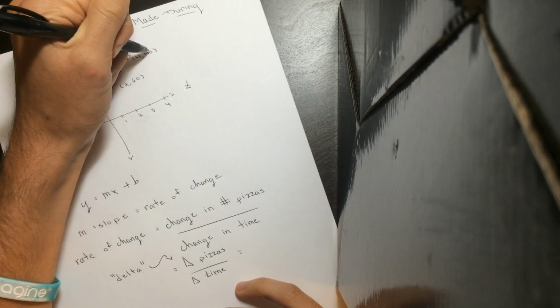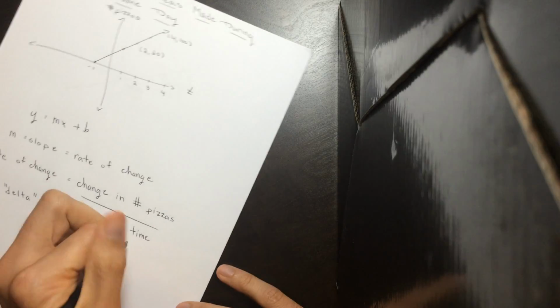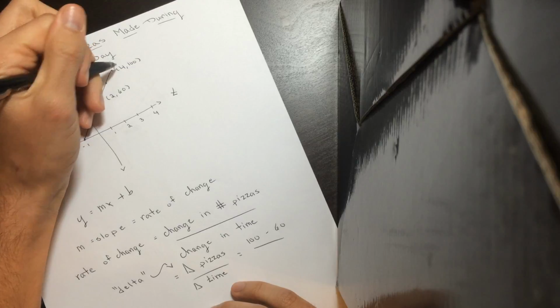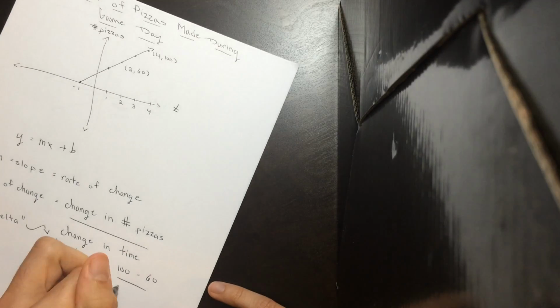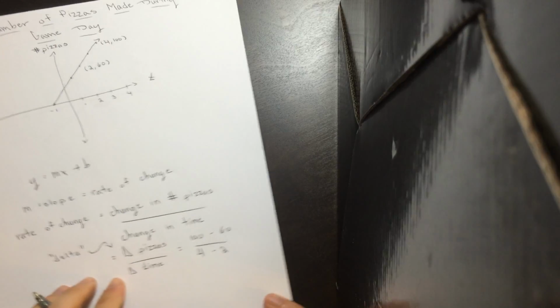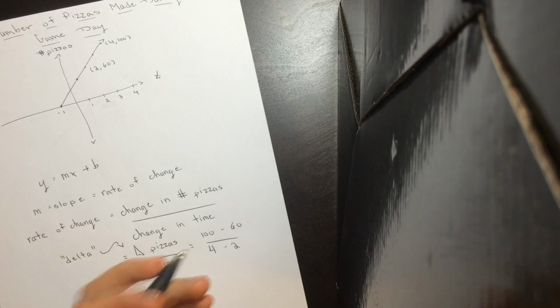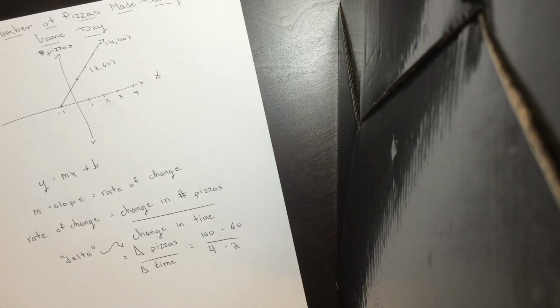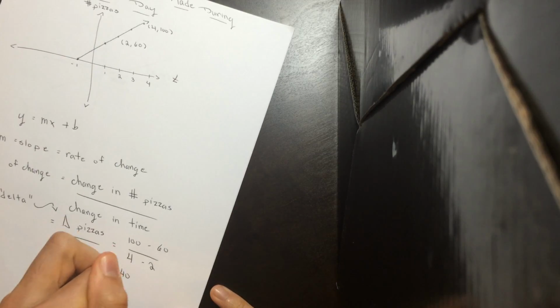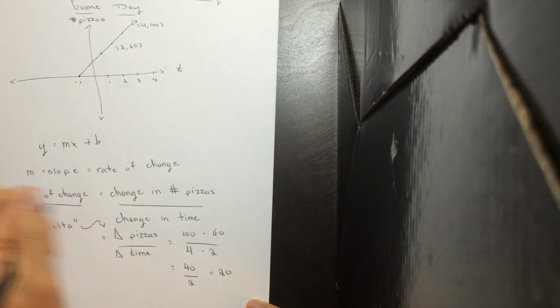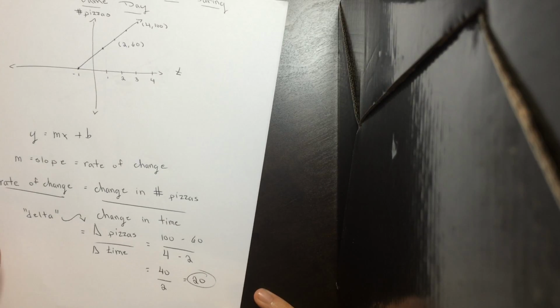So our change in pizzas will be our biggest pizza value, 100, minus our smallest value, 60. So that's 100 minus 60. And our change in time will be our biggest time value, 4, minus our smallest time value, 2. So that is 4 minus 2. We could also flip-flop them as long as we kept them in the same order. It really doesn't matter. But 100 minus 60 makes more sense, and 4 minus 2 makes more sense. So if we do the math here, we get 40 over 2, which is 20. So we just found our rate of change to be 20. Cool. So that's our m value.